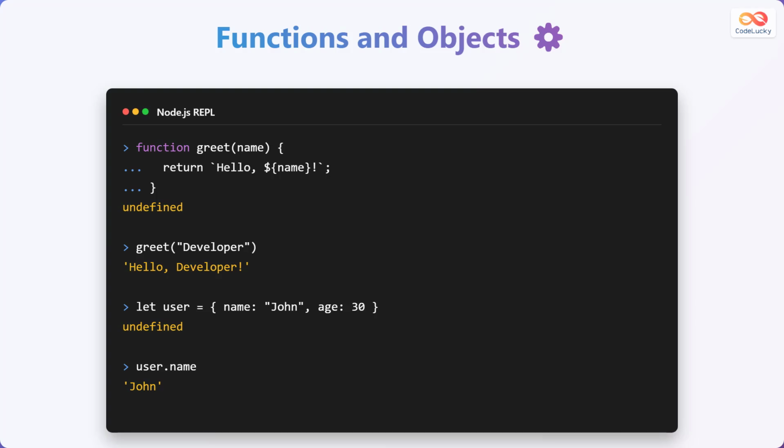You can also define JavaScript objects. For example, let user equals an object with the properties name John and age 30. Then you can access user.name, which will give you the output John.